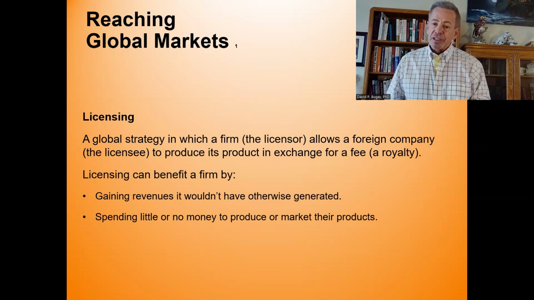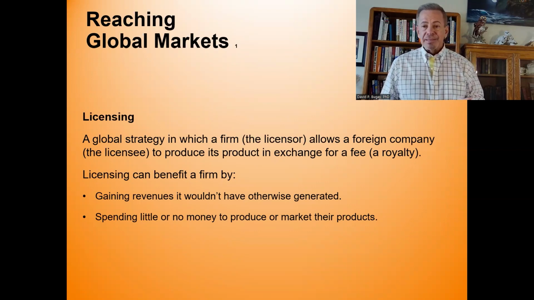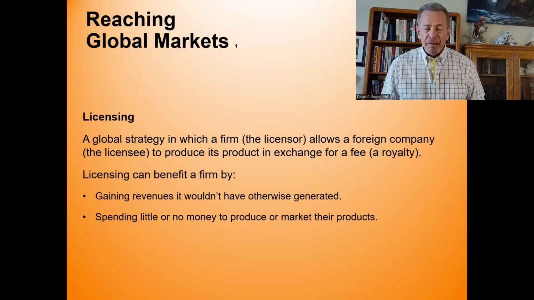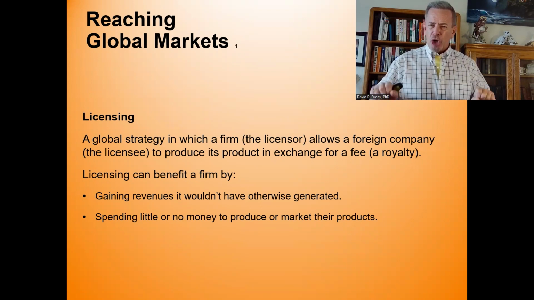It's a global strategy where you allow a foreign company to produce a product in exchange for a fee. Did you know that one of the best-selling cigarettes in Japan was Harley Davidson cigarettes? Harley Davidson doesn't make cigarettes, they make motorcycles. Except Harley Davidson licenses its image to a cigarette manufacturer in Japan, and a lot of Japanese bought the Harley Davidson cigarettes because they like the American feel of the wide open road.